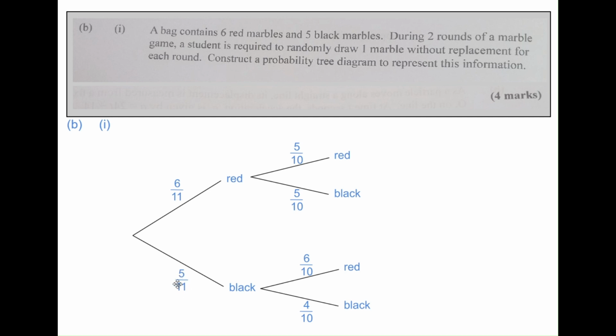Okay, let's move to the second one. So if we had selected a black marble, we'd now have 4 black marbles and a new total of 10. So I have 4/10 as the probability of selecting a second black marble. If after choosing the black marble, we want to know the probability of selecting a red, well, the red total 6 would not have changed, but the total marbles in the bag would be now 10, so 6/10. That would be that probability.